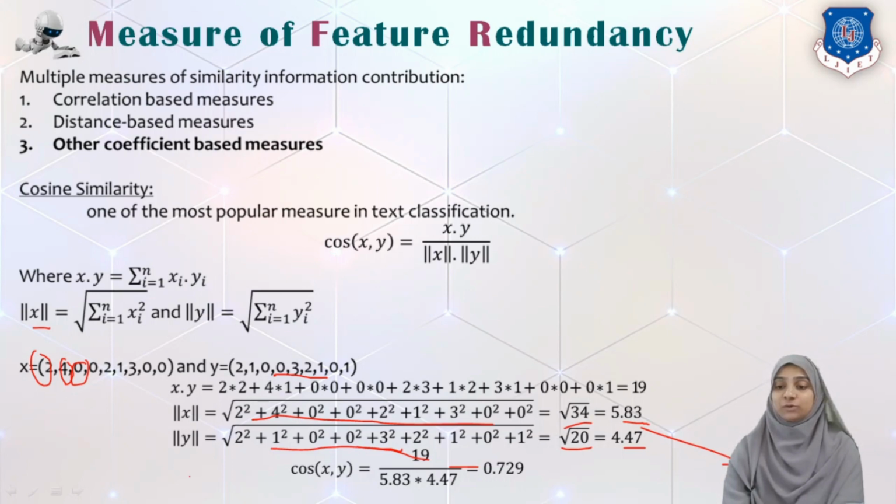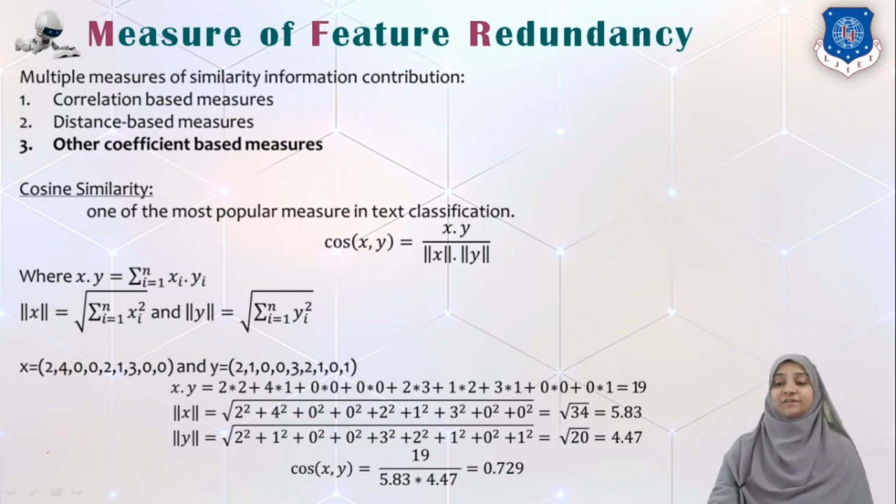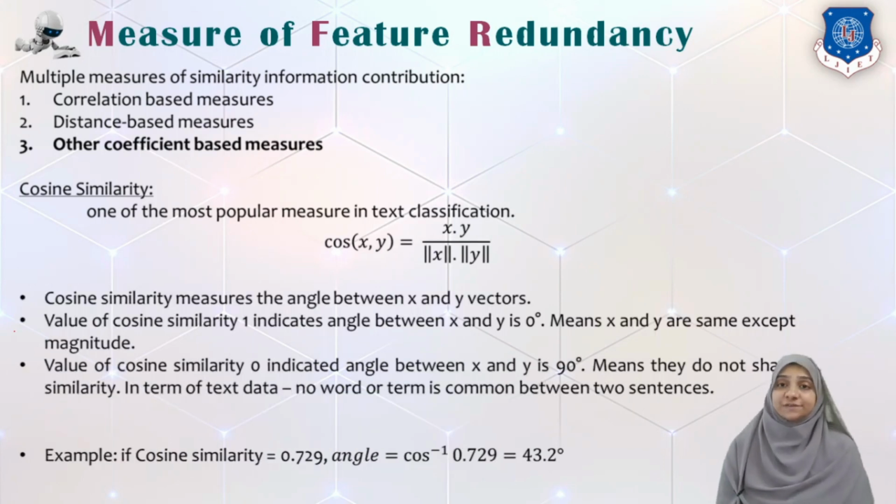Now, we will substitute the value of x dot y and the x component into the y component. Cosine of x y is 90 divided by 5.83 into 4.47, which is equal to 0.729. So 0.729 is our final answer. This cosine similarity measure, 0.729, is measuring the angle between the x and y vectors. Remember, x and y are nothing but vectors. So the angle between x and y vectors is given by cosine of x y.